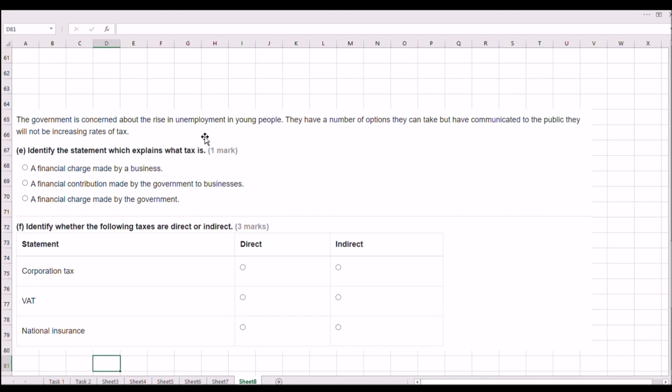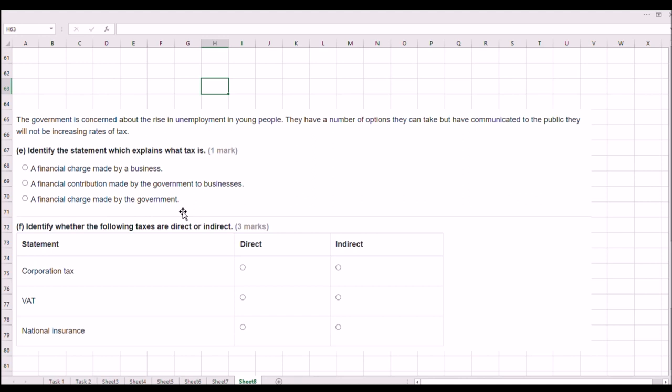Government is concerned about the rise in unemployment in young people. They have a number of options they can take, but have communicated to the public they will not be increasing rates of tax. Identify a statement of what tax is. Okay, financial charge made by a business. No, that's not a tax. It's a financial contribution made by a government to the business. No, that's a subsidy. And a financial charge made by the government. So that is what tax is.